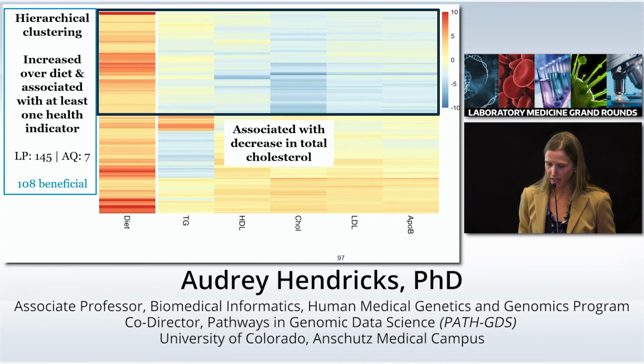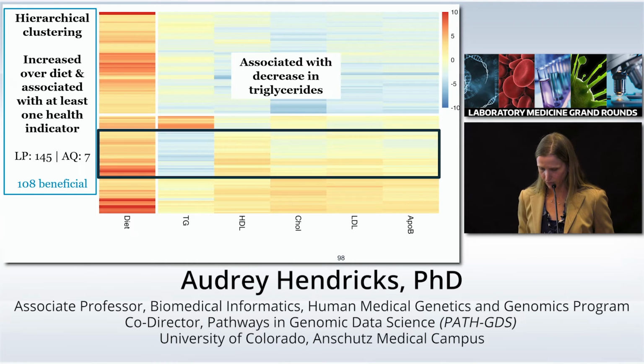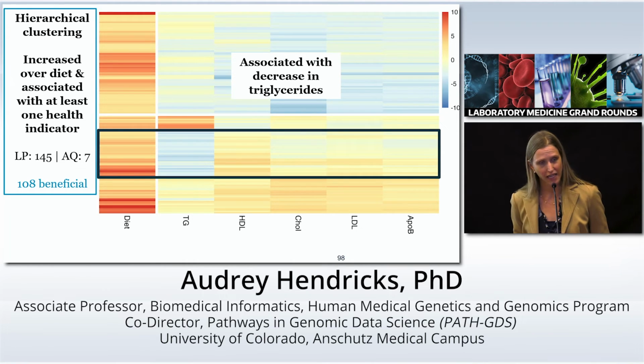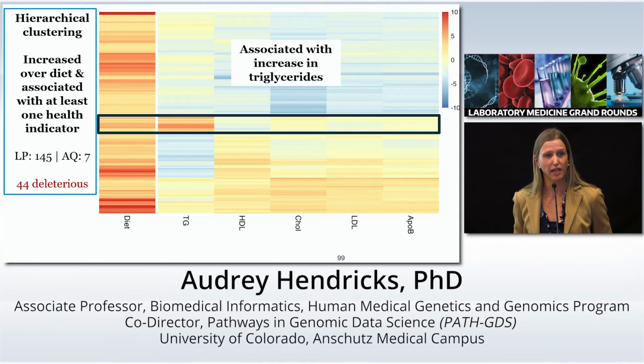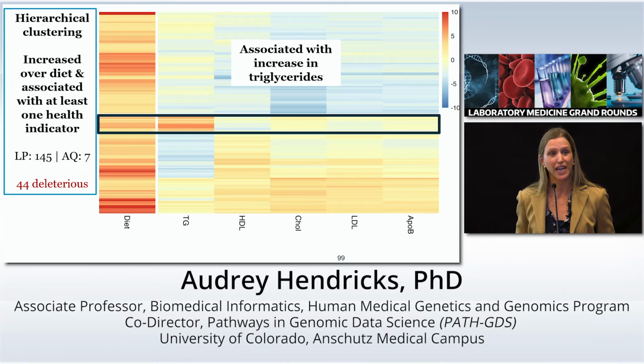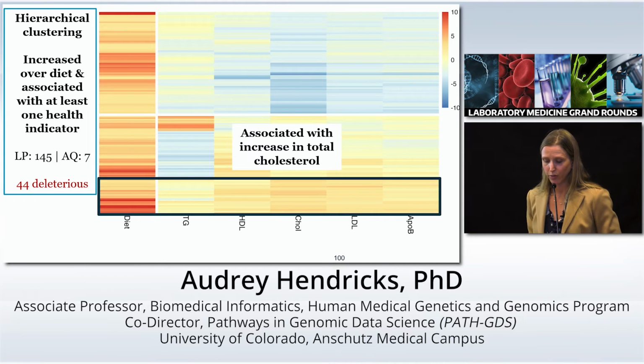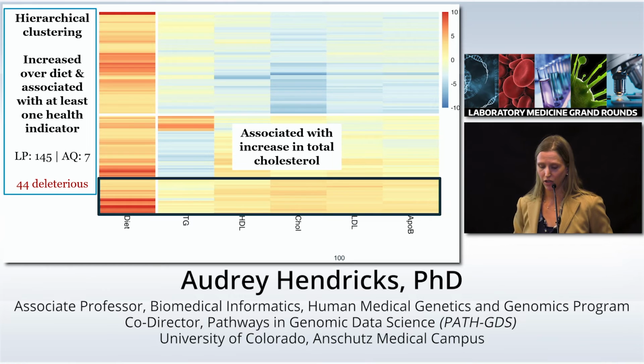What I mean by that is this group up here both increased over diet and were associated with a decrease in total cholesterol. This group down here also had an increase over diet, but were driven with a beneficial change by a decrease in triglycerides. We also had 44 compounds that increased over diet, but had what we would consider a deleterious change with a health indicator. So this group increased over diet and were associated with an increase in triglycerides, and this group down here was driven by an increase in cholesterol.